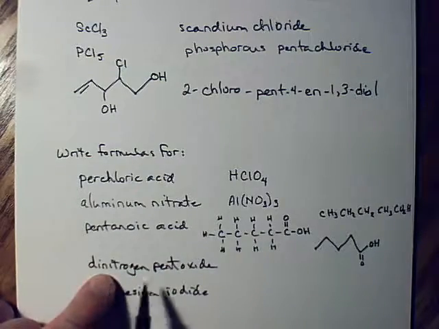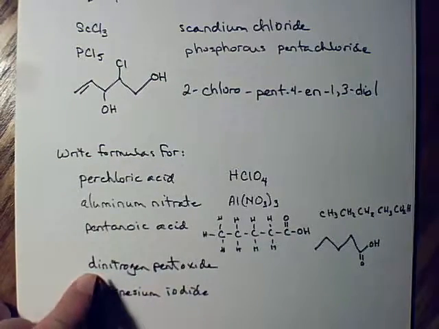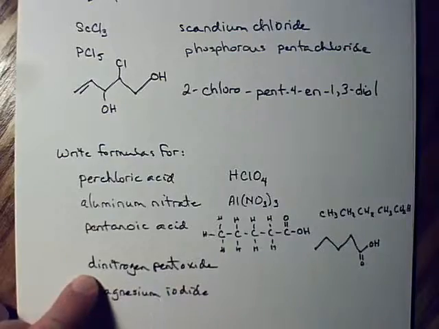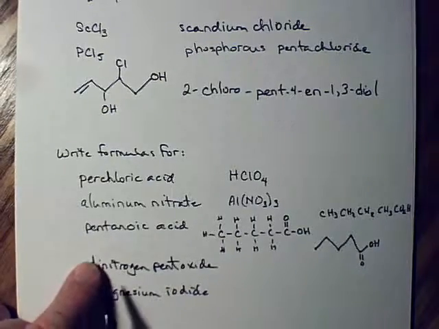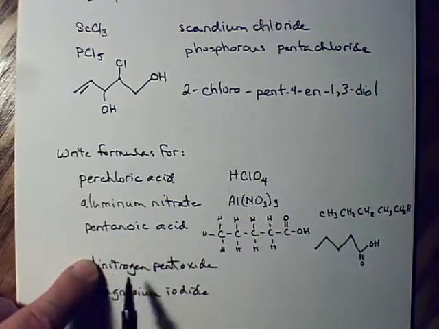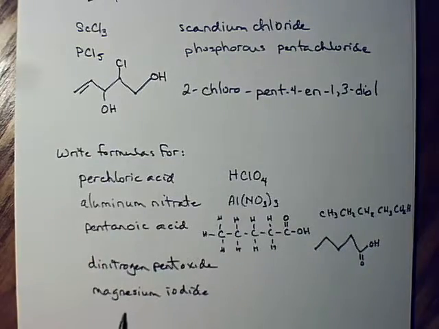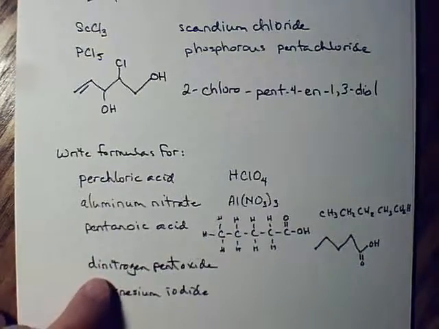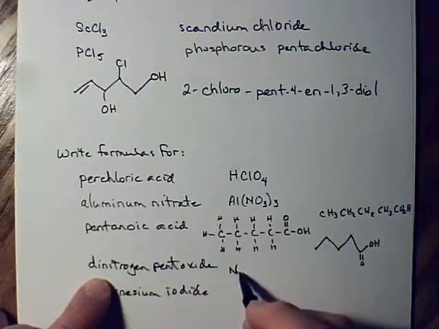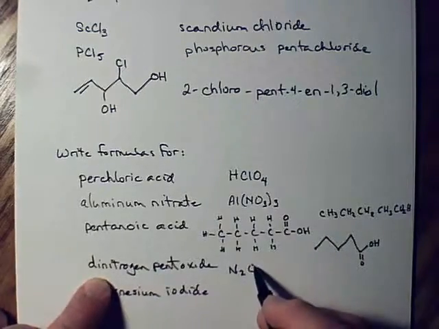All right, dinitrogen pentoxide. The prefixes here tell me that this is a covalent compound, and surely you know that nitrogen and oxygen are non-metals, so covalent makes sense. Dinitrogen means I have 2 nitrogens. Pentoxide means I have 5 oxygens.